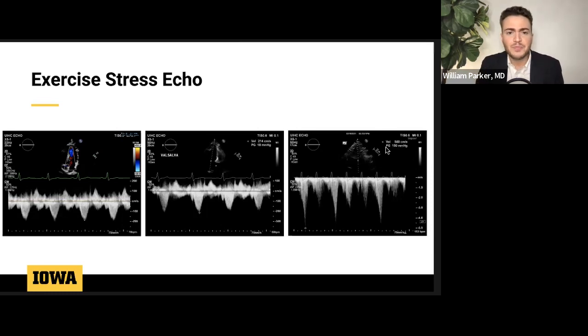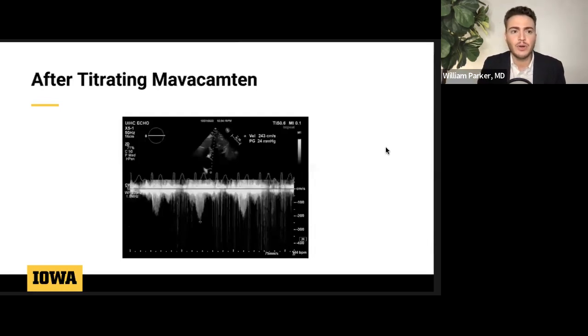And so, we were content, especially because he had repeat symptoms, to call him hypertrophic cardiomyopathy. He was started on mavacamten. That's not something I talked about earlier in this presentation. It's a newer medication that's used to reduce myocardial fibrosis and decrease myocardial size, essentially decrease the pressure gradient and obstructive physiology.